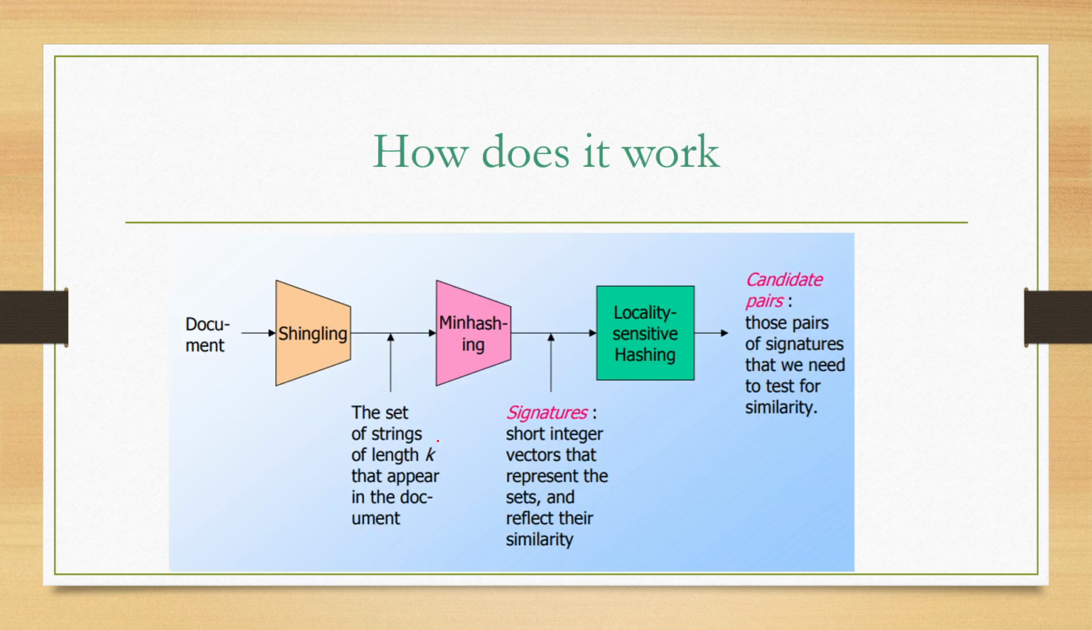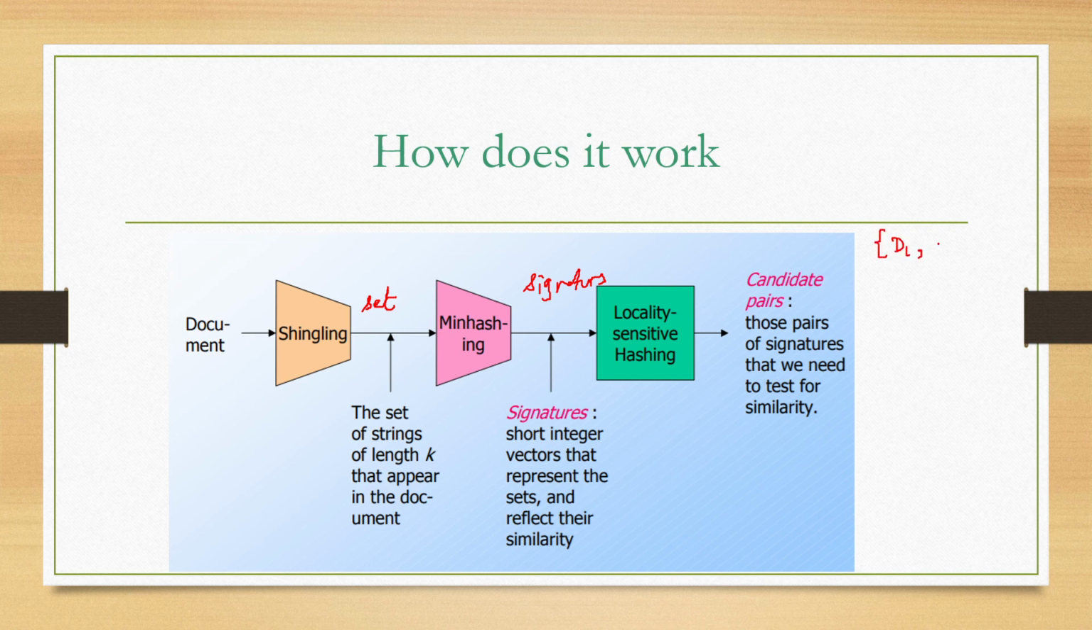A document is converted into a set. So first the document is converted into a set, and then a smaller representation is obtained by applying the min hashing technique, and these representations are called signatures. And then these signatures are used by locality sensitive hashing to obtain which documents are similar to each other.